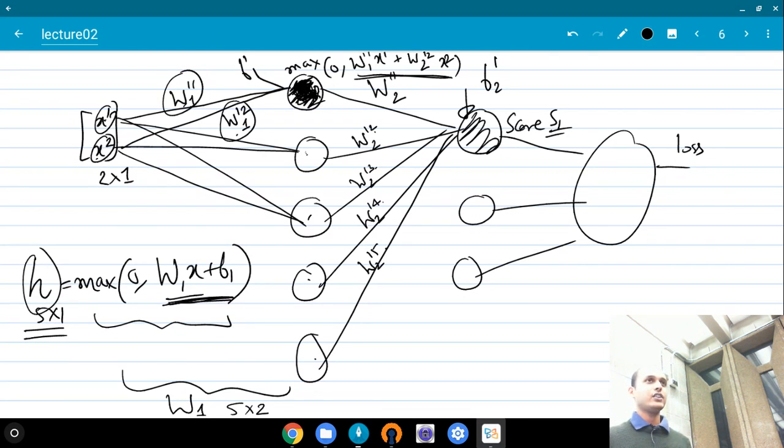So a one hidden layer neural network will have two sets of parameters, W1, B1, W2, B2. A 2 hidden layer neural network would have 3 sets of parameters, and so on. Okay, so that's the representation.